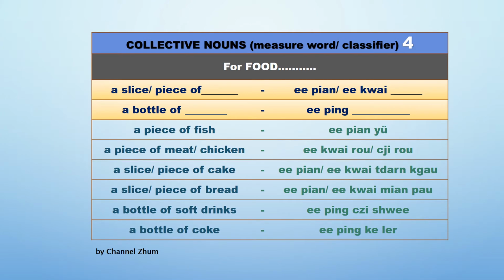A slice or a piece of, 一片 or 一块. A bottle of, 一瓶. A piece of fish, 一片鱼. A piece of meat, 一块肉. A piece of chicken, 一块鸡肉. A slice or a piece of cake, 一片 or 一块蛋糕. A slice or a piece of bread, 一片 or 一块面包. A bottle of soft drinks, 一瓶汽水. A bottle of Coke, 一瓶可乐.